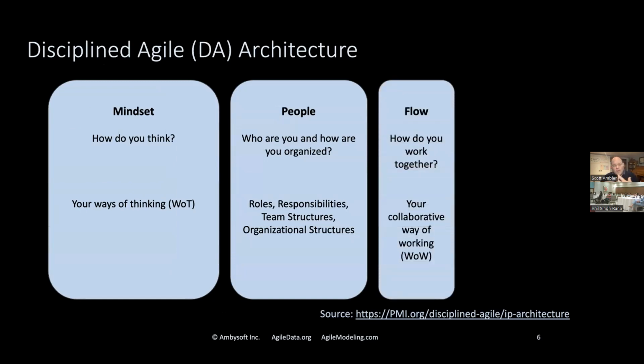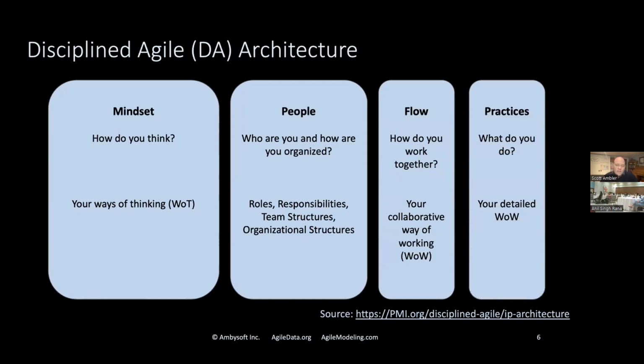And then flow. What are your processes? How do you collaborate together with each other? Or what's your collaborative way of working? And then finally, the practices that you follow. Your detailed way of working. So you need to address all four aspects when you're doing improvement, when you are striving to get better at what you do.